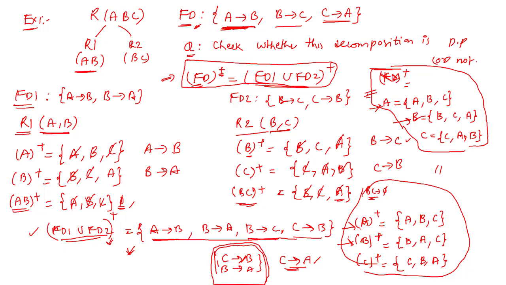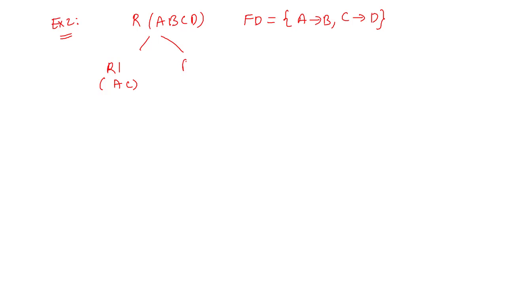Let us understand one more example. Example 2. There is a relation R with 4 attributes A, B, C, D, and there is a functional dependency set FD equal to A implies B, and C implies D. This relation R is decomposed into R1, which is AC, and R2, which has attributes B and D. Now the question is whether this decomposition is dependency preserved or not.